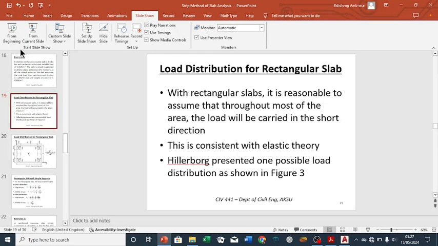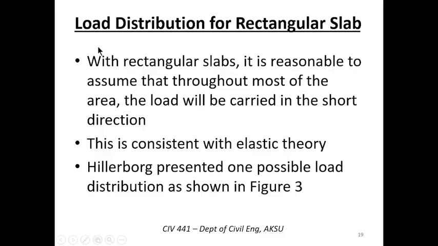So let's continue our lesson by looking at the load distribution for rectangular slab. In the previous one, we looked at load distribution for square slab. So with rectangular slab, it is reasonable to assume that throughout most of the area, the load will be carried in the short direction, and this is in line with elastic analysis. In our design, the short span is usually carrying more load, more reinforcement, which is usually called the main reinforcement, while the long span carries the distribution reinforcement.